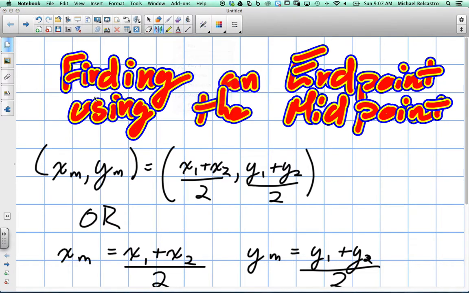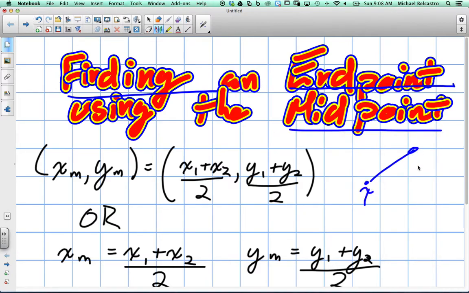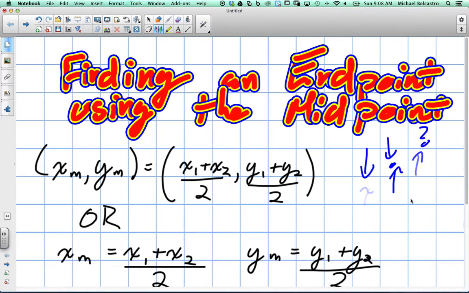We're going to be looking at finding the endpoint using a midpoint. So let's say we have a line segment, and a line segment will have two endpoints, and it also has a midpoint. We're going to look at a question that gives us maybe one of the endpoints and the midpoint, and the other endpoint is the question. Where normally with the midpoint formula, you're trying to find what the midpoint of a line segment is.